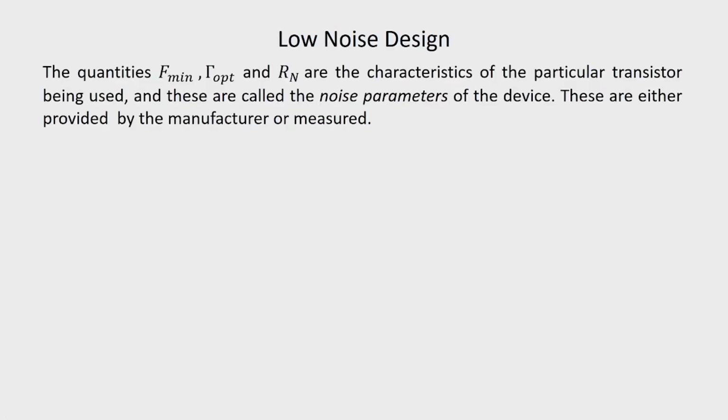The quantities F min, gamma opt, as we will see, which is related to Yopt, and Rn are the characteristics of the particular transistor being used, and these are called the noise parameters of the device.